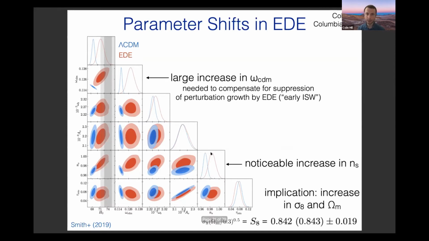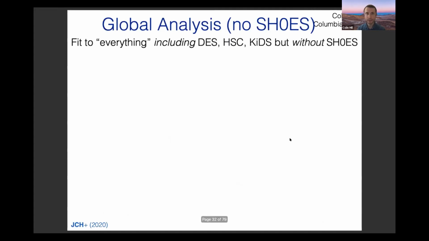And then there's also a noticeable increase in the scalar spectral index, n_s. And that's just to compensate, again, for the suppression of perturbation growth due to this new field. So if you propagate this down to the S8 parameter, you get a non-negligible increase in S8 in the context of these EDE models as compared to lambda CDM. So you trade off a bit of H0 tension resolution for an increase in the S8 tension.